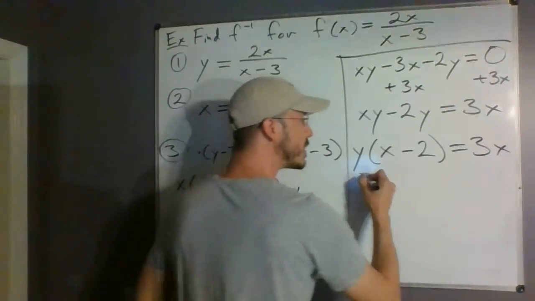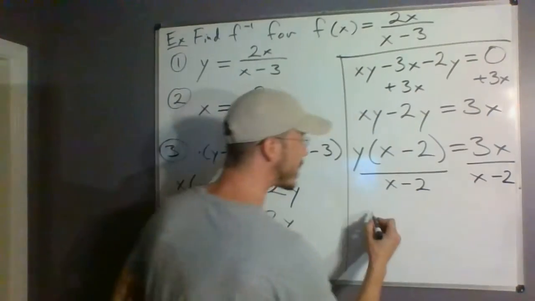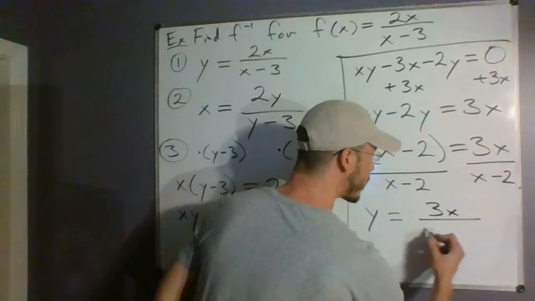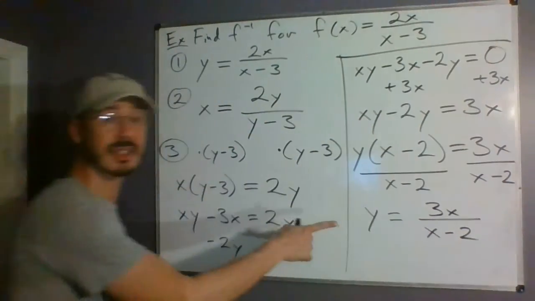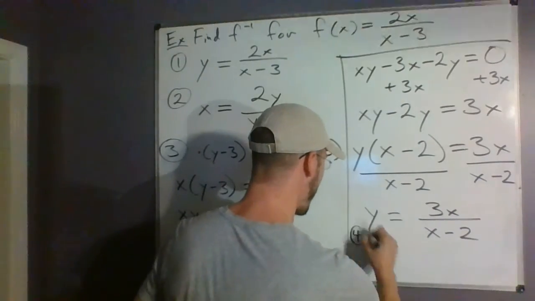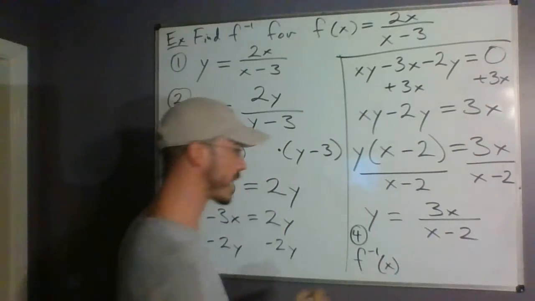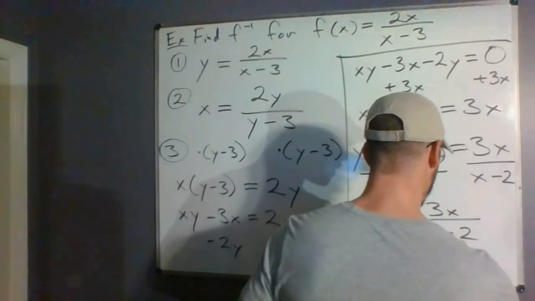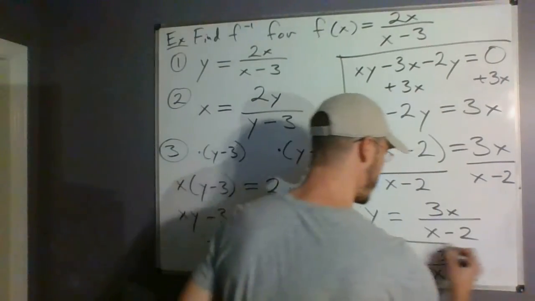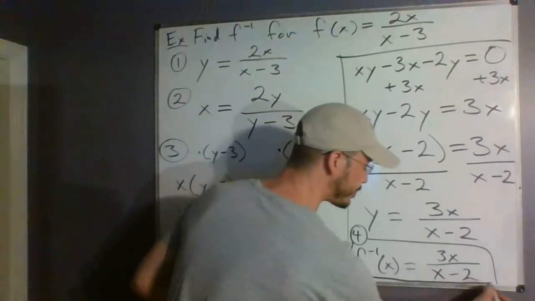And then finally divide by x minus 2 on both sides, and I get y equals 3x over x minus 2. And that's it, other than what I called the step 4, which was to put the inverse function notation: f inverse of x is equal to 3x over x minus 2. And that's the inverse function that we were looking for.